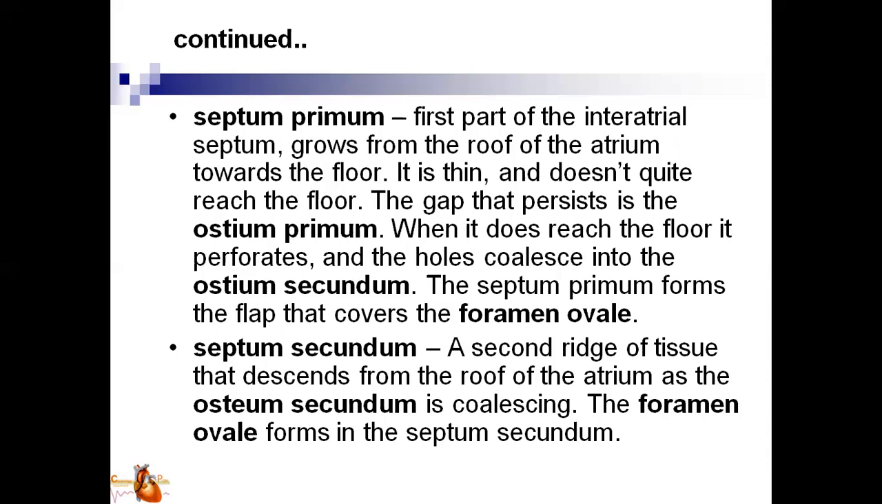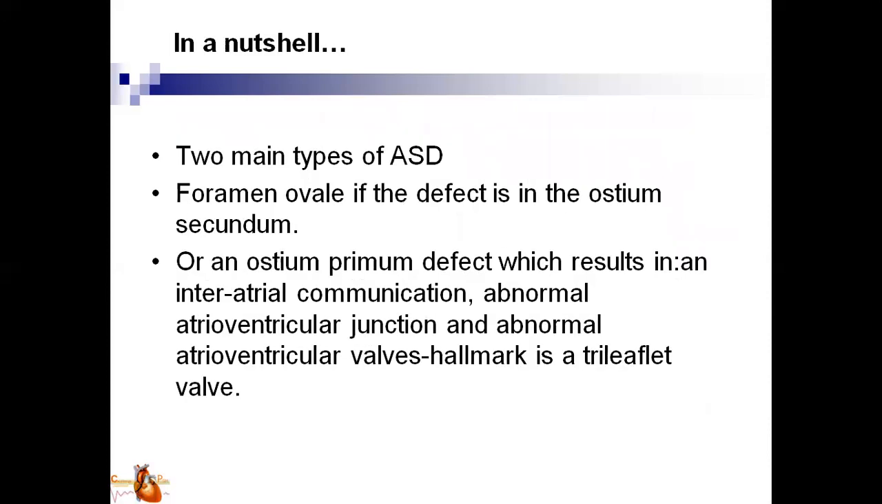Now, what is septum secundum? A second ridge of tissue that descends from the roof of the atria, as the ostium secundum is closing. The foramen ovale forms in the septum secundum. So the septum primum actually forms the cover of the foramen ovale, whereas the foramen ovale is formed in the septum secundum.